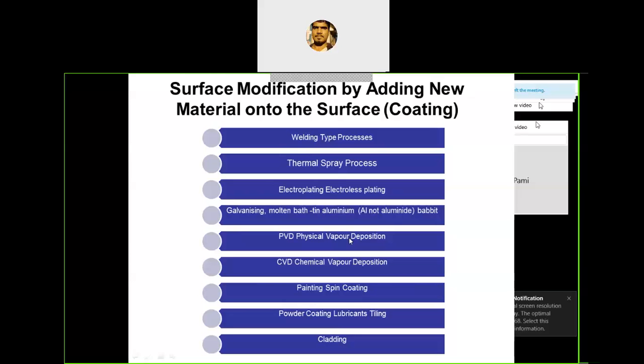And in the next class we will discuss some important types of process. The important processes we will discuss now.